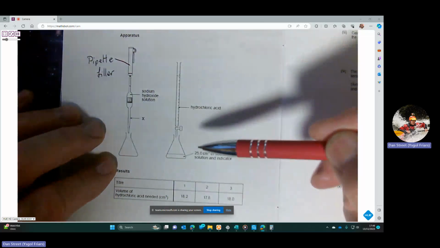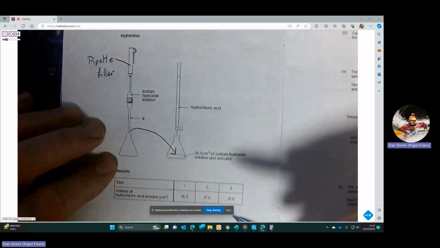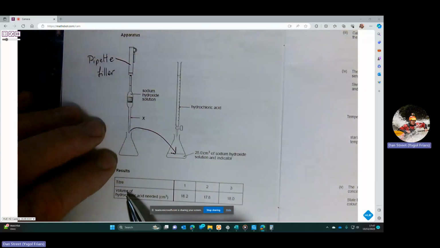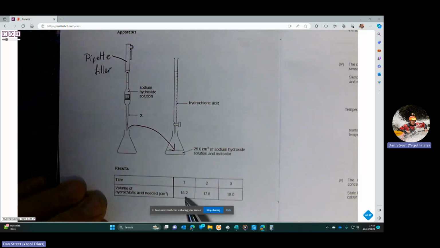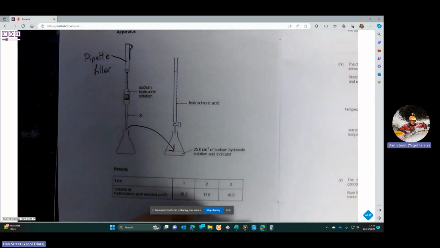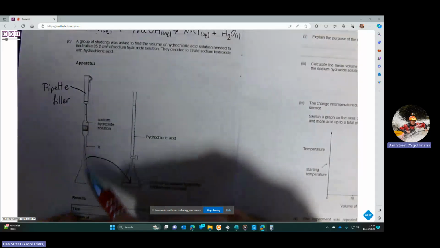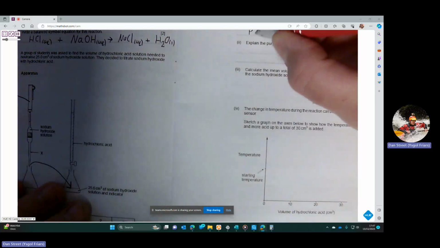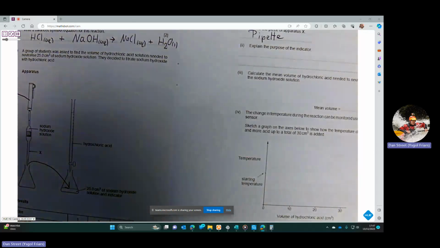This part of the reaction here should be familiar. This liquid here will be transferred into there, and then the titration happens with some indicator. So we've got here 3 reactions, with 3 values, 18.2, 17.8 and 18.0. So those are reasonably close for some GCSE level titration. And the first question asks us to name the piece of apparatus X, which of course we've already discussed, and that's a pipette. Okay, so a graduated pipette, although graduated pipettes tend to look a little bit like measuring cylinders.